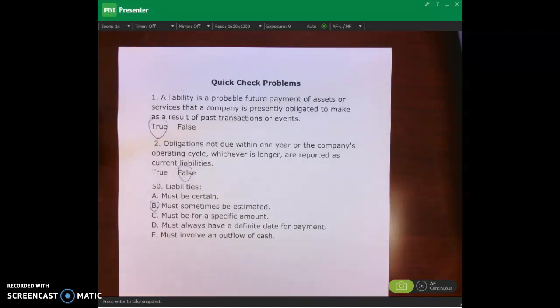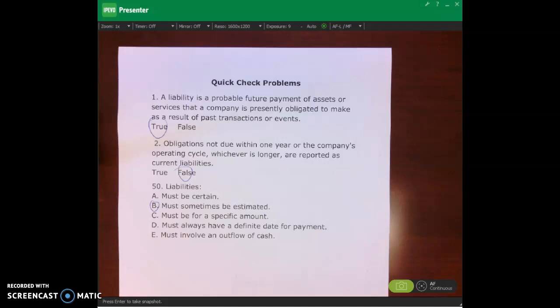Number 1, a liability is a probable future payment of assets or services that a company is presently obligated to make. Yeah, that's the definition of a liability, straight out of the notes, so that's true. Obligations not due within 1 year or the company's operating cycle, whichever is longer, are current. No, those are long-term. Okay, so longer than a year. Okay, it's long-term.